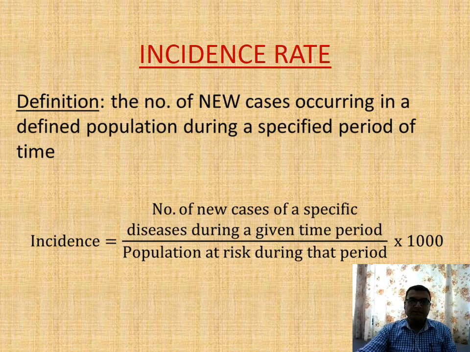So first, see the incidence rate. Incidence and prevalence are the two most basic but important measures of disease frequency which are used in epidemiology and medical research. So incidence means what? By definition, the number of new cases occurring in a defined population during a specified period of time. So the formula is: incidence is equal to the number of new cases of a specific disease during a given time period divided by the population at risk during that period, multiplied by 1000.